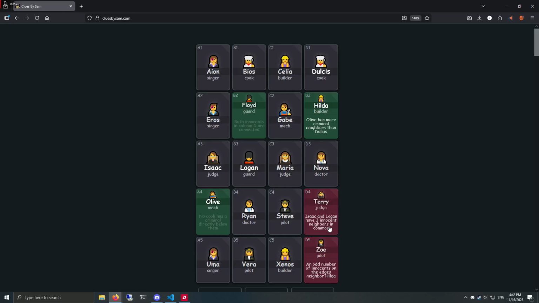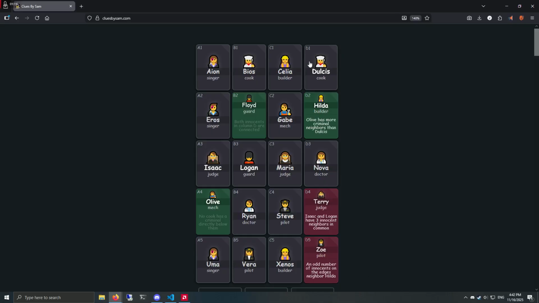Isaac and Logan have three innocent neighbors in common. So that means there's a 1-1 between these two right here. Okay? An odd number of innocents on the edges. Neighbor Hilda. An odd number of innocents on the edges.